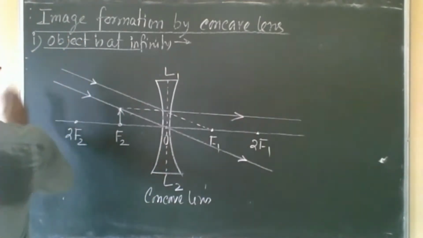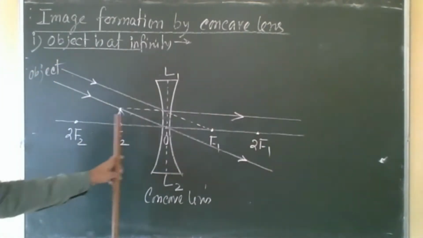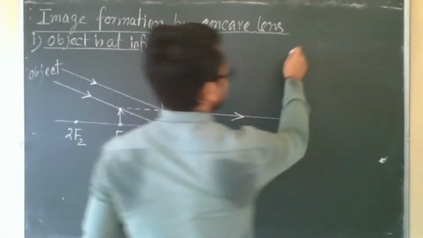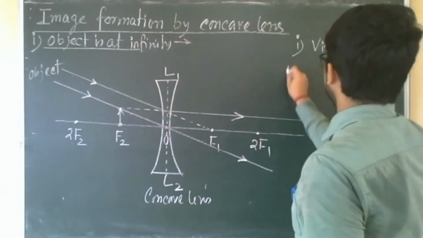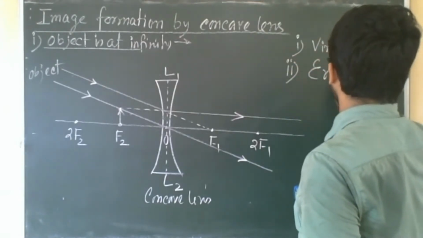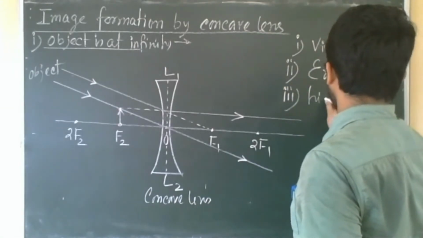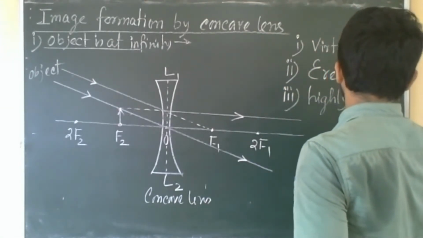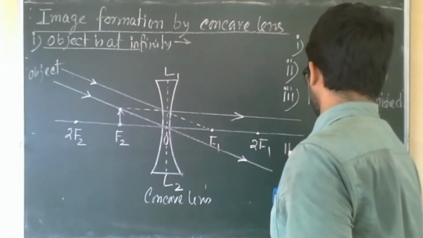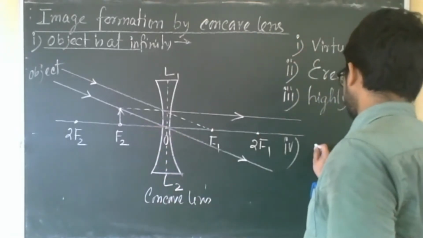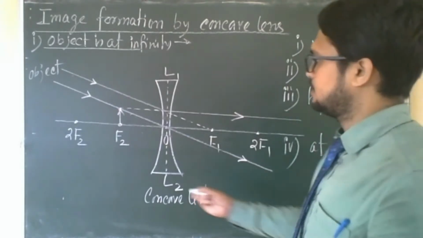Okay, so the object is on this side. Object is always to the left side. Image is also forming to the left side. That means the first property is virtual image. Second property, virtual means erect. Third property, highly diminished. And the fourth point, where is the image forming? At the second focal plane. It is not forming at focus.